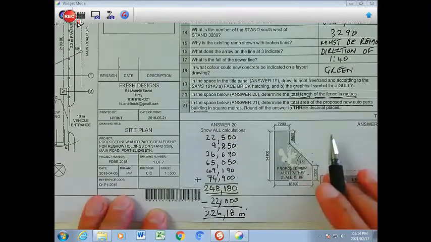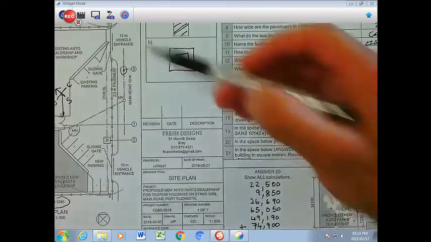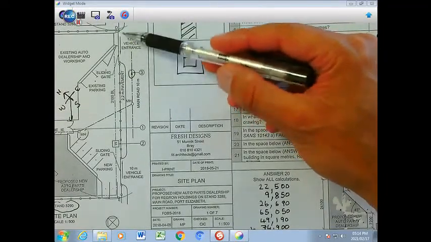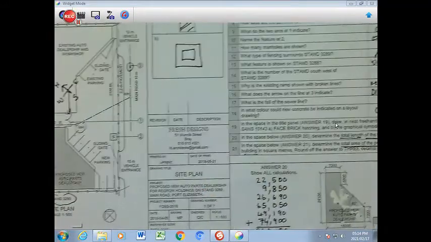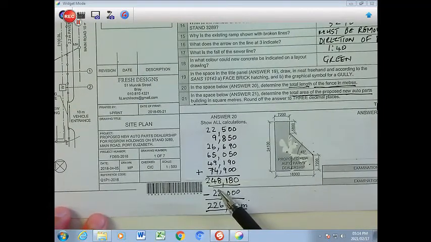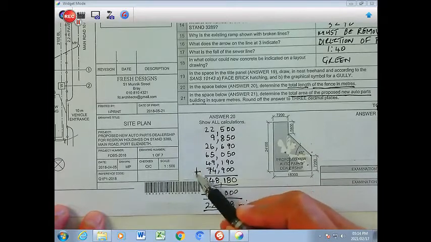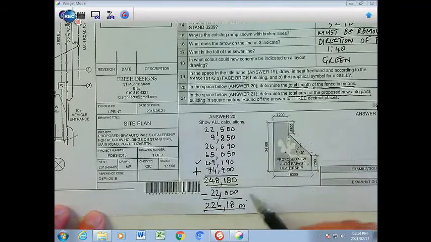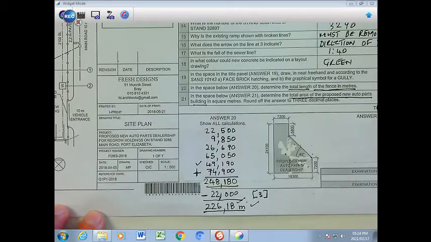But just remember, I need to subtract the 2 openings, which is the opening here of 12, which is a vehicle entrance opening, and a vehicle entrance opening on this side, which is 10 meters, which is 22 meters in total, subtracted from the entire perimeter, and that leaves me with 226.18 meters. Don't forget to add the plus, because the plus gives you 1 mark, the answer gives you 1 mark, and the unit gives you 1 mark to give you the full 3 marks, which the question is worth.